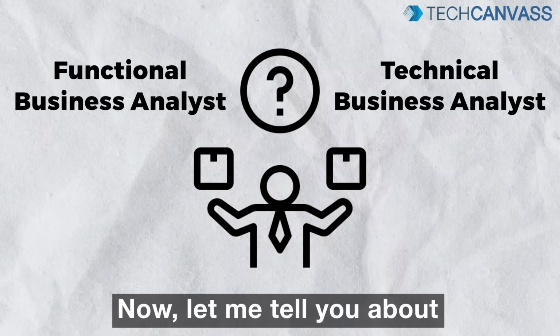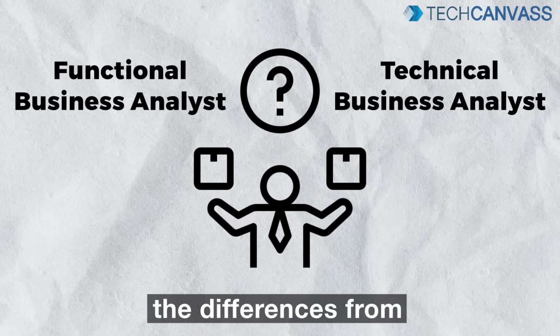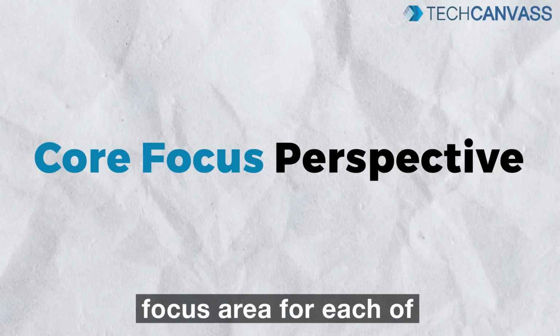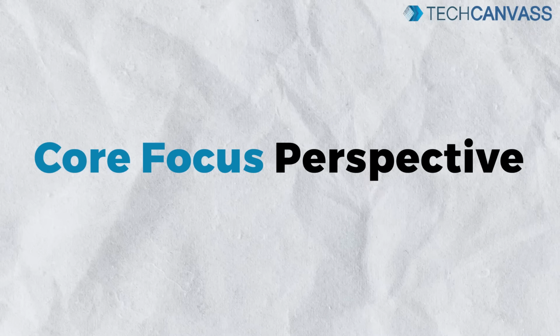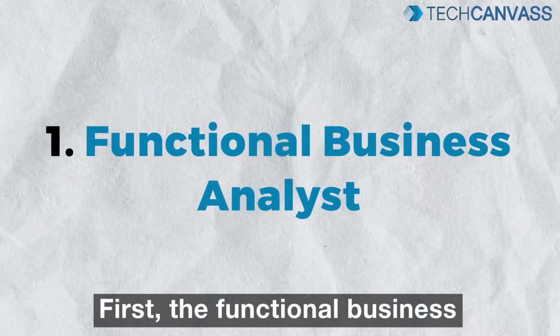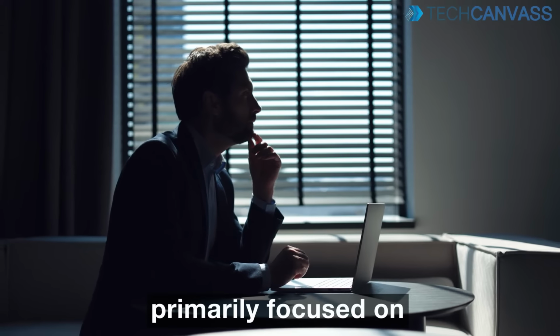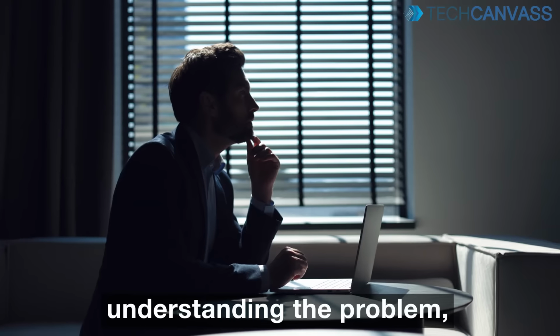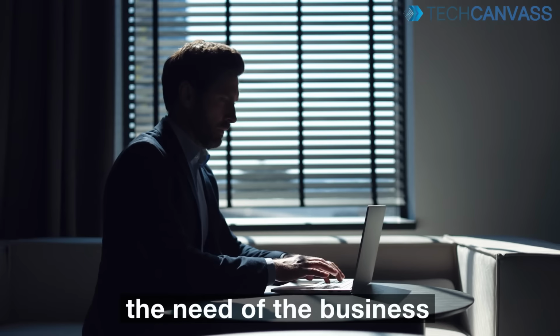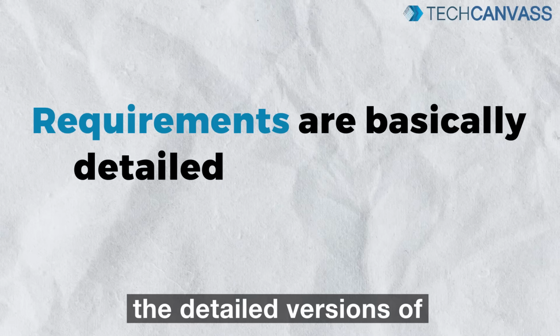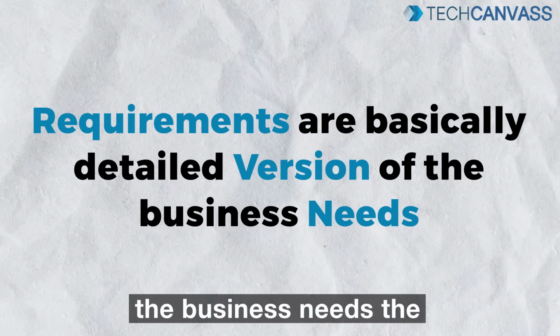Now let me tell you about the differences from two perspectives. First one is the core focus area for each of these business analysts. First, the functional business analyst. A functional business analyst is primarily focused on understanding the problem, the need of the business, and the requirements. So what are requirements? Requirements are basically the detailed versions of the business needs.